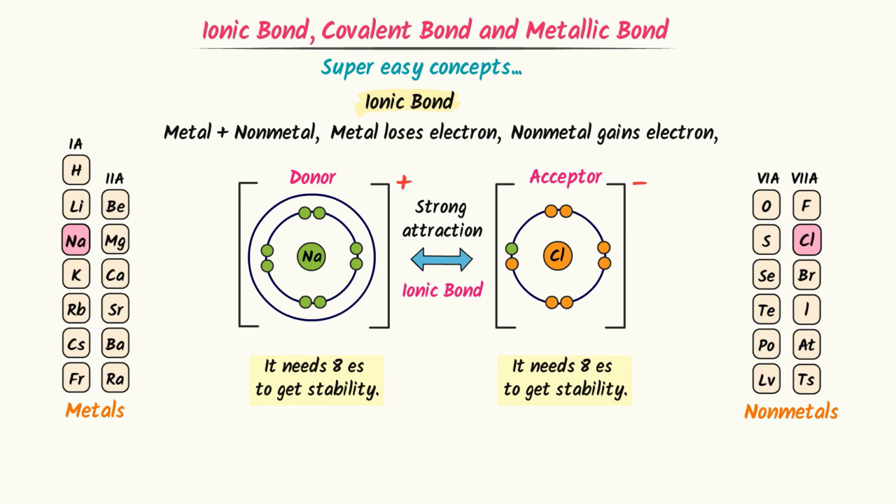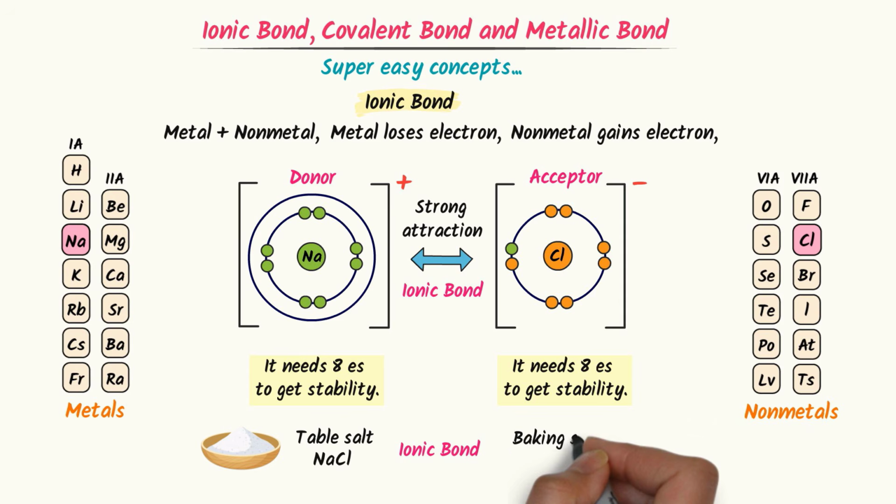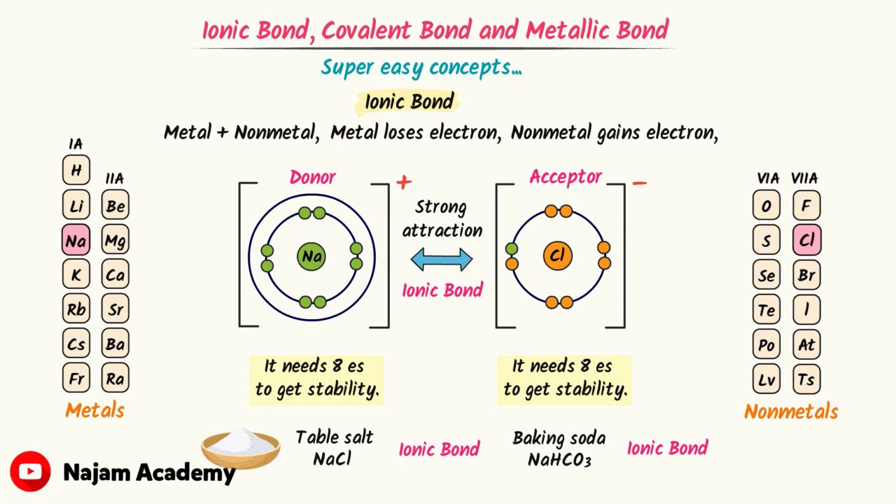In our daily life, we use table salt. It is sodium chloride and it contains ionic bond. Secondly, we use baking soda in our kitchen. It is sodium bicarbonate and it contains ionic bond. Thus remember that ionic bond is always formed between a metal atom and a non-metal atom.